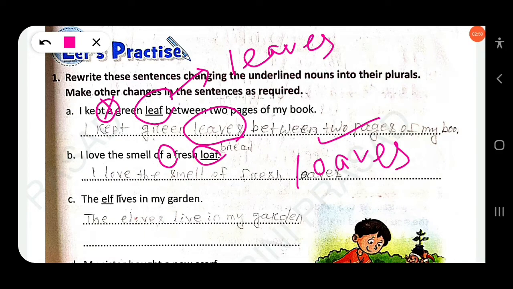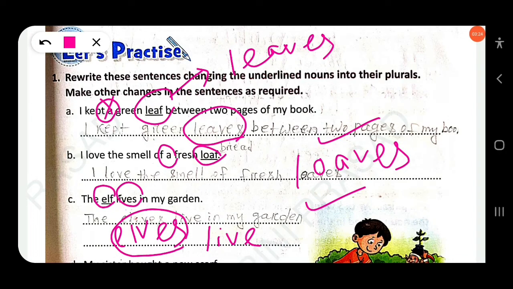Clear? Then the third one: the elf lives in my garden. Here the noun is singular, so the verb is also singular. But when the noun changes into plural, the verb will also change its form. So, the elves. Elves live. Don't write lives here. The elves live in my garden. Two changes are required here: elf changes to elves and lives changes to live. Clear?